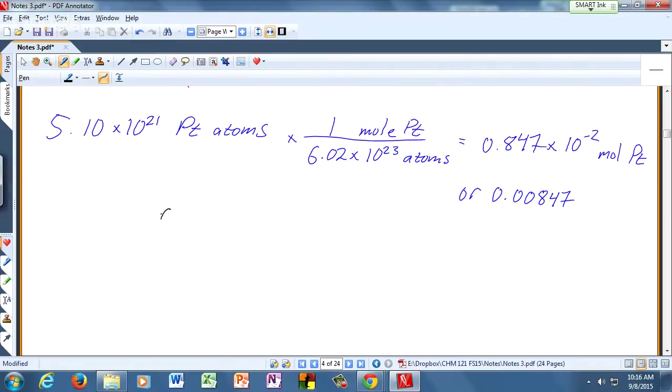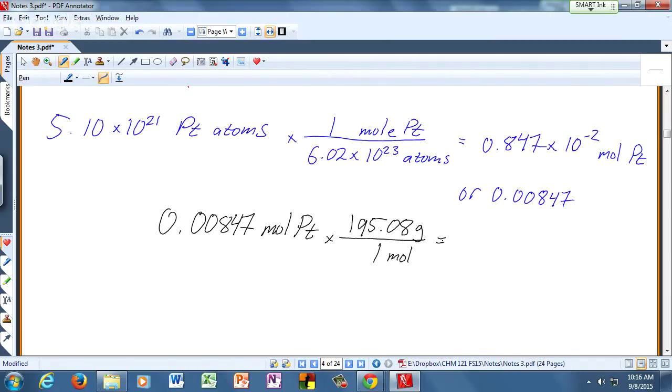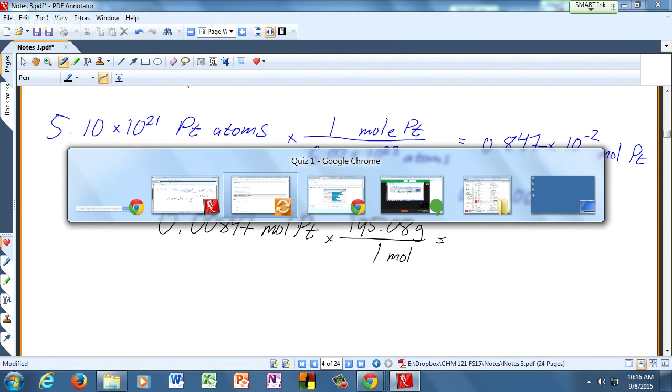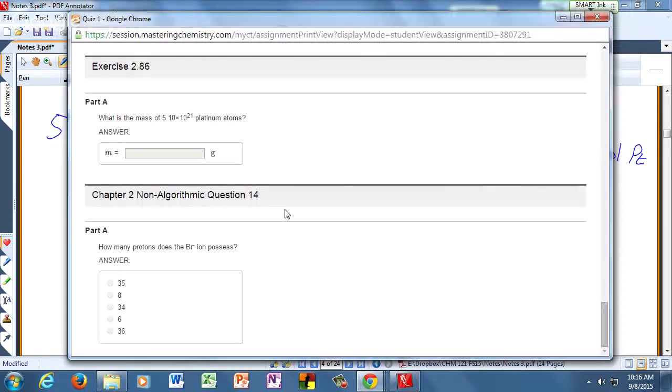Finish writing this. 0.00847 moles of platinum times 195.08 grams per 1 mole. And whatever that is, grams of platinum, that should be your answer. So if that were asked in AMUs, we could just use the number and multiply by 5.1 times 10 to the 21. Or if you happen to remember the number of grams in an AMU, it's like, I don't remember. Easier is to just use moles to do that equivalence.